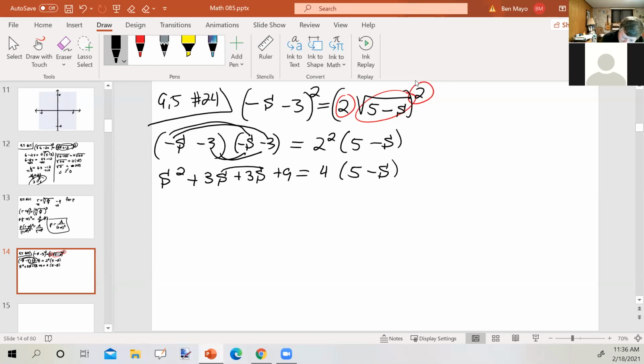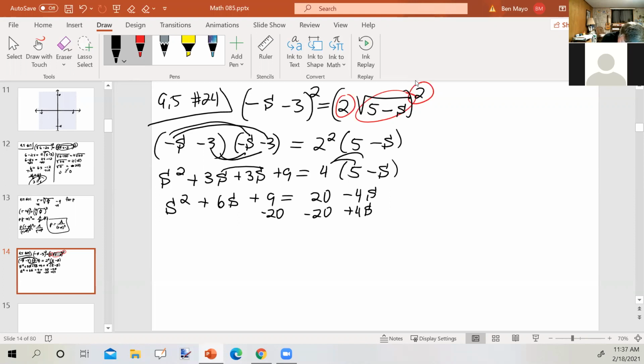Combining like terms on the left side of the equation, I get s squared plus 6s plus 9. Distributing equals 20 minus 4s. This is a second degree equation. I see that from the term s squared. I'm going to put everything on the left side of the equation. So I'm going to subtract 20 from both sides of the equation and add 4s to both sides of the equation, which gives me s squared plus 10s minus 11 equals 0.